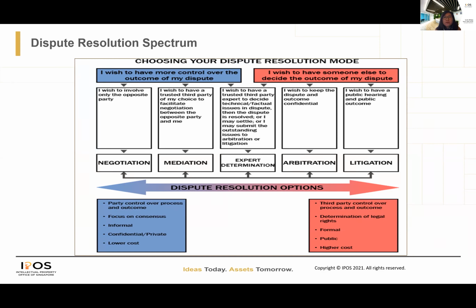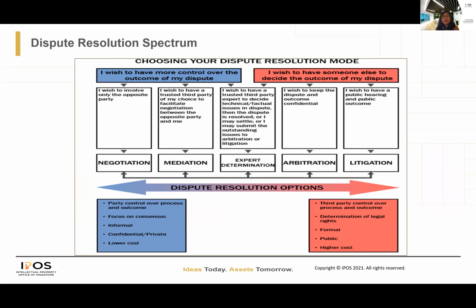Right in the middle, if you see the screen, is expert determination. The reason why it is right in the middle is you can appoint an expert to determine just a specific technical issue within your dispute. This is very useful, for example, in patent disputes, which tend to be very technical in nature. So this third party is only authorized to settle that particular technical part of the dispute and not the whole dispute. And depending on the agreement, the outcome of the expert determination can be binding or non-binding on the parties.